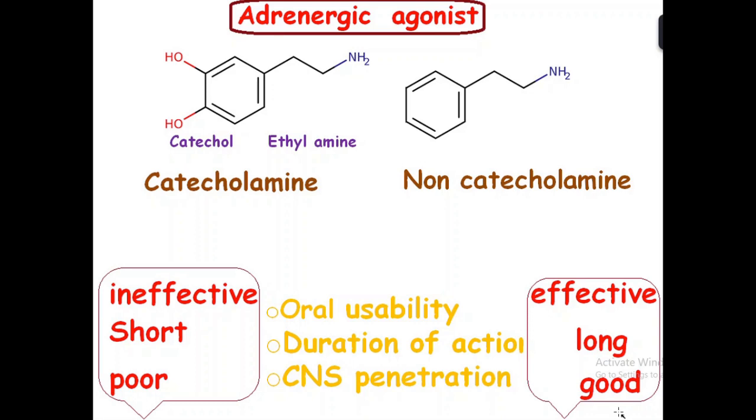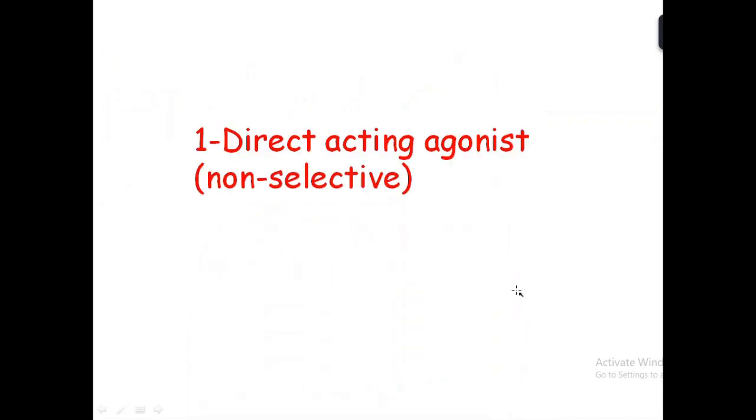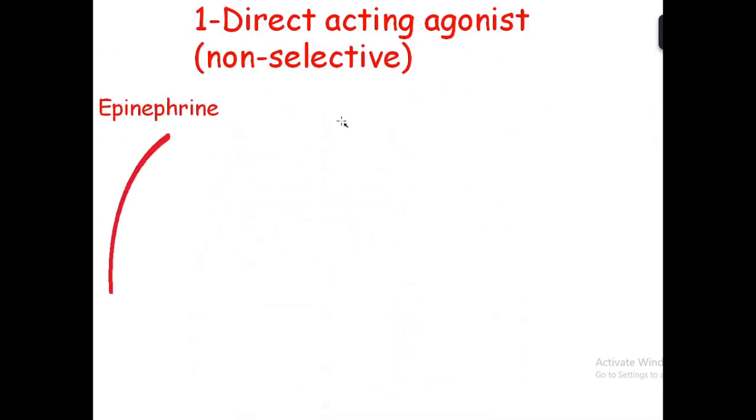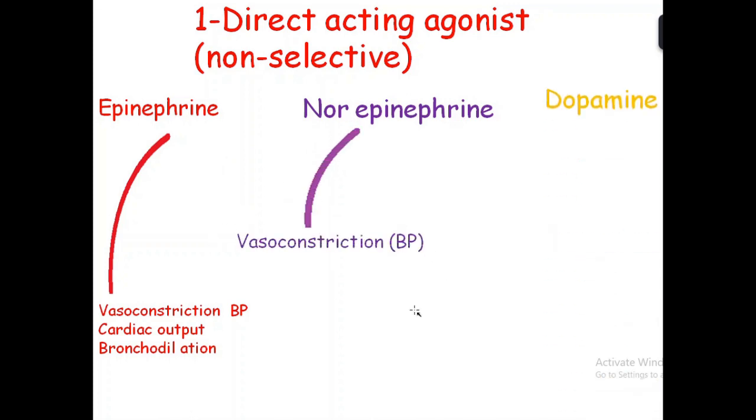Now, there are three types of adrenergic agonists. Number one, direct acting agonists. Number two, indirectly acting agonists. And number three, mixed action agonists. So now let's take a look at some examples, starting with the directly acting agonists. These agents produce their effects by binding to alpha or beta receptors and mimicking the action of epinephrine, norepinephrine and dopamine. These are naturally occurring in our bodies.